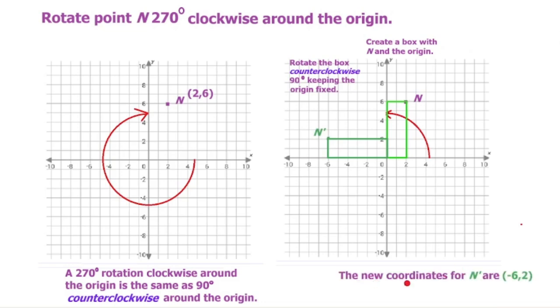So the new coordinates for N prime are (-6, 2). And if you'll notice, X and Y switch and the X becomes negative. Okay, so you'll notice the X and Y switched. It used to be (2, 6), now it's (-6, 2), and the X became negative. And that's the end of that lesson.